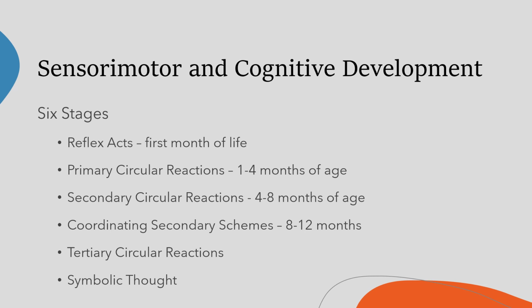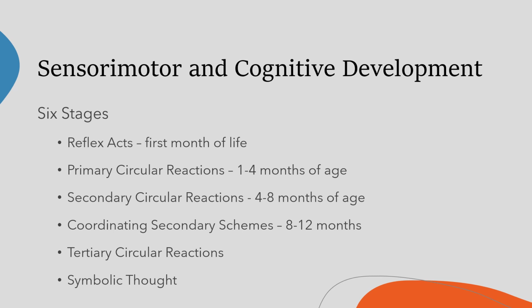Secondary circular reactions, 4 to 8 months of age, is repetition of pleasurable activities that now include objects in addition to their own body. So things like stomping their feet, shaking a rattle, repetitively beating on a drum, or other object that makes a sound.